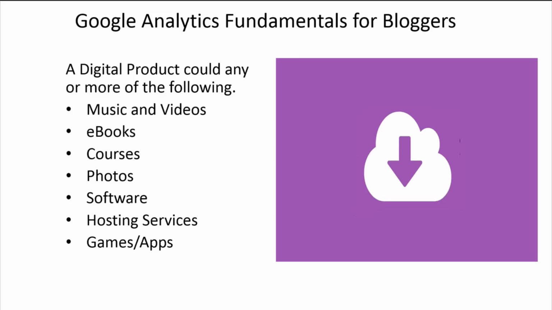Let's talk about digital products. What exactly is a digital product? Well, a digital product is really anything that's in an electronic format that you could give away or sell online. Generally, this is anything from music to ebooks, courses, photos, software, hosting services, games, and applications. My focus has traditionally been in ebooks, courses, and even hosting services when it comes to affiliate marketing or even direct sales as well. So let's go ahead and move on to the next module.